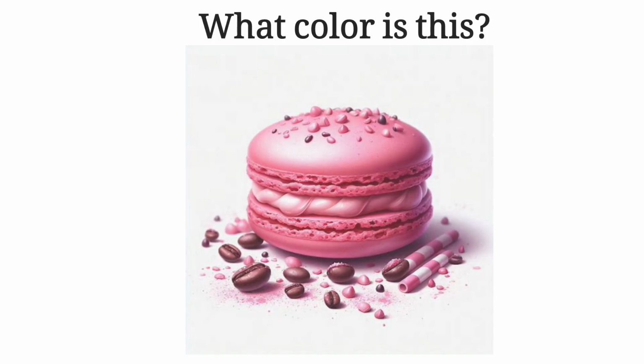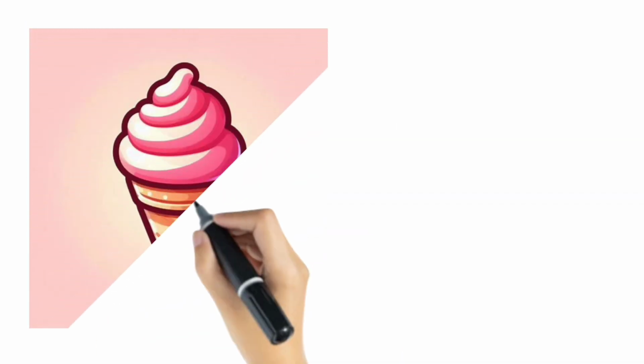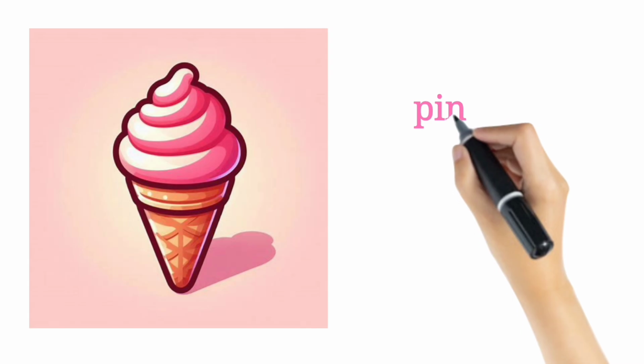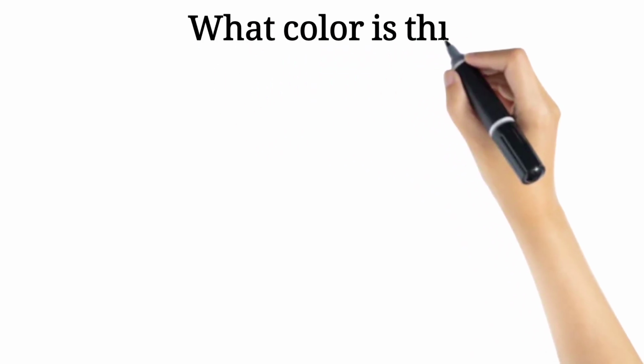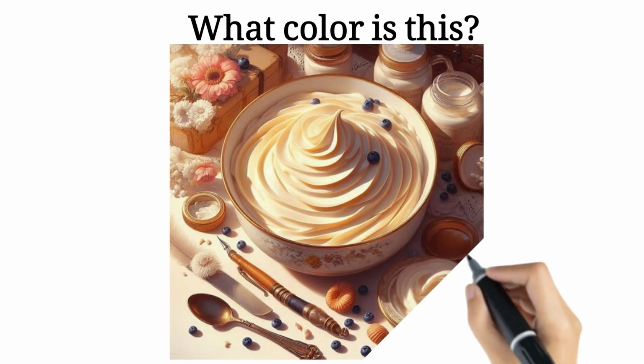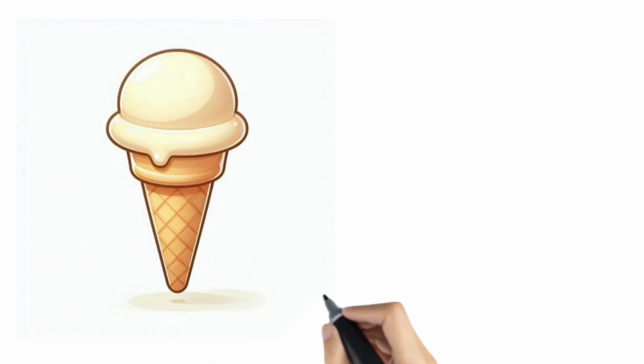What color is this? 5, 4, 3, 2, 1. Pink. What color is this? 5, 4, 3, 2, 1. Cream.